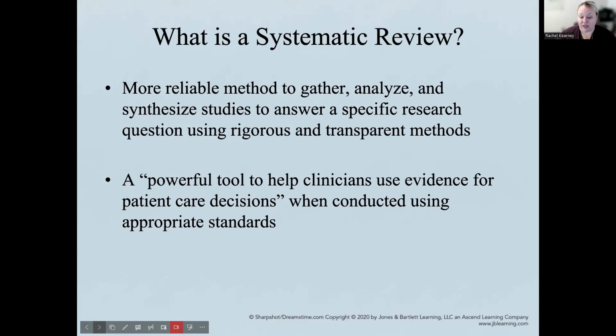It's used in healthcare a lot, so systematic reviews often are considered a very high level of evidence, and a lot of times once there are strong systematic reviews for a particular procedure or particular treatment, it may become the standard of care.